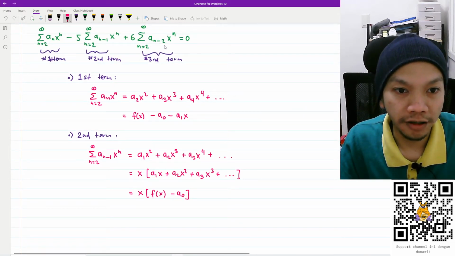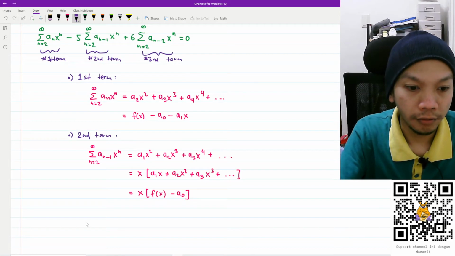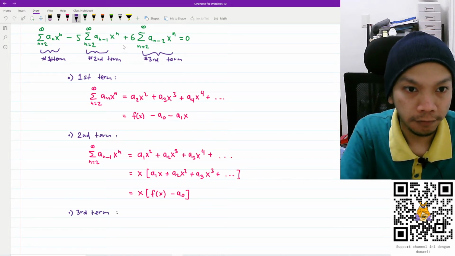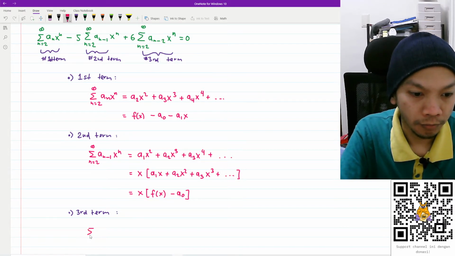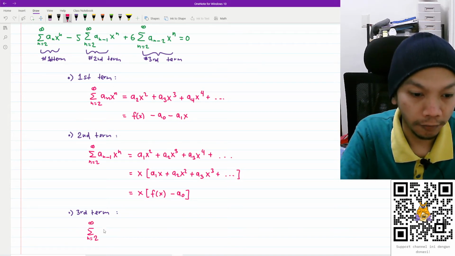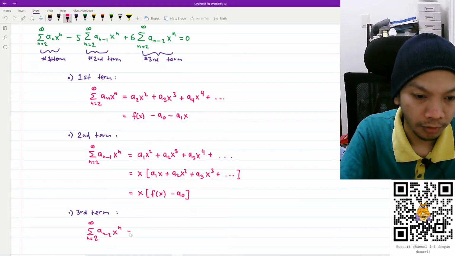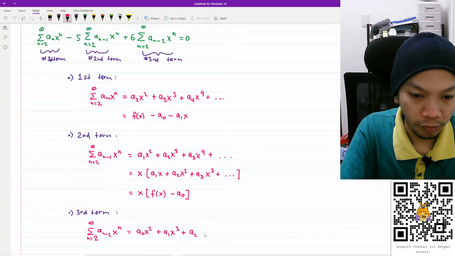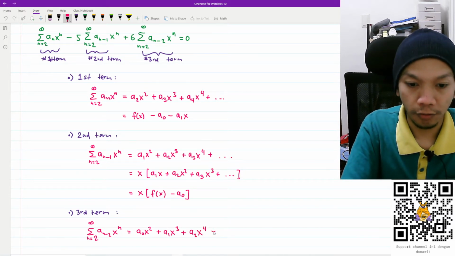And for the last one, we will have the third term. Let's rewrite the third term. We will have sigma from n equals 2 to infinity of a_{n-2} x^n. This will be equal to a0 x squared plus a1 x to the third power, plus a2 x to the fourth power, and so on.